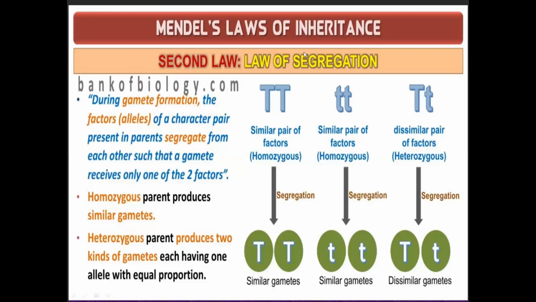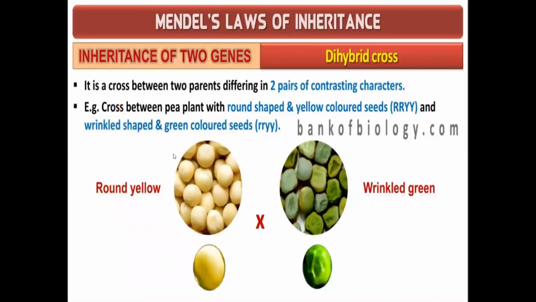First is the law of dominance, then the law of segregation, and the last one is the law of independent assortment. Then there are others also which were not given by Mendel, like co-dominance. That is important. This is just a part of 10th standard.